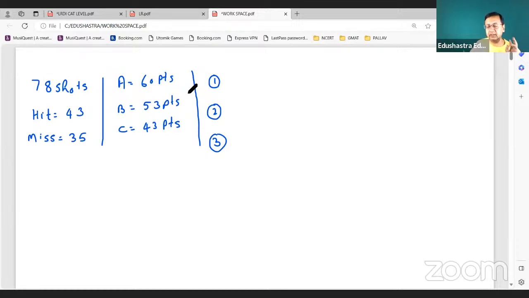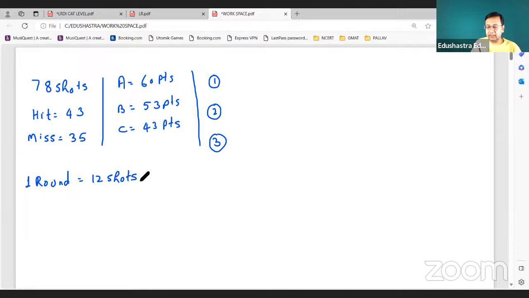Agree? I repeat, they are shooting four shots individually. In one round, the first person fires 4 shots, then the second person 4 shots, then the third person 4 shots. So in one round, how many total shots are there? One round will have total 12 shots.